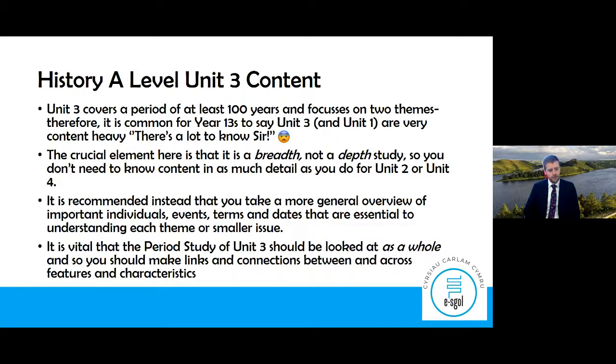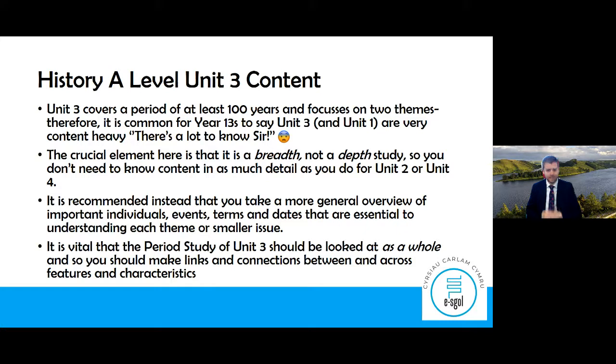So in terms of content, Unit 3 covers a period of at least 100 years. You'll have seen in some of those topics previously that some of them cover more than 100 years. And within that, they focus on two specific themes. Therefore, it's quite common for Year 13s to say that Unit 3, and in fact Unit 1 as well, are very content heavy. I get a lot of my Year 13s and my Year 12s saying, there's a lot to know, sir. And they're absolutely right. There is a lot to know, but there's a way that we can manage that.